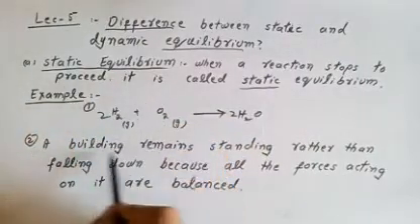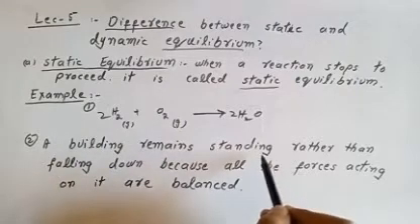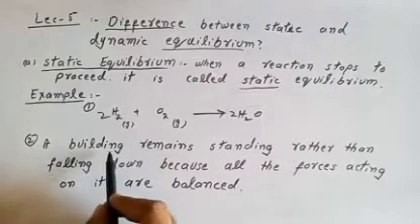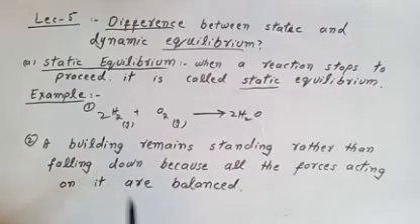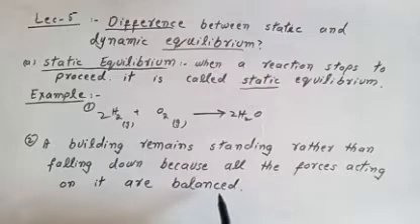Now consider the second example: a building remains standing rather than falling down because all the forces acting on it are balanced. So this is also a simple example of static equilibrium, a building remaining standing rather than falling.